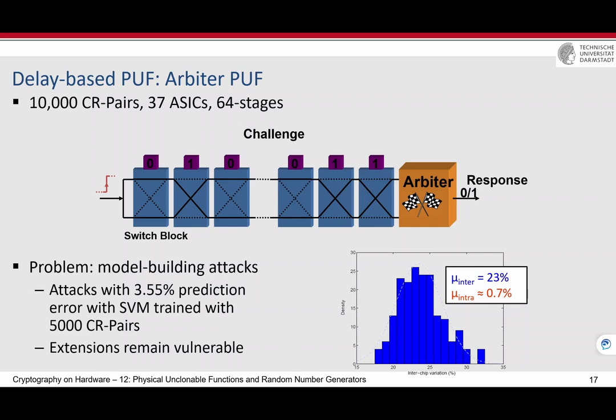I would say somehow the research in that area has stopped. People believe that it's not really possible to build arbiter PUFs or different variants of the arbiter PUF that are at the same time resistant against machine learning and reliable.